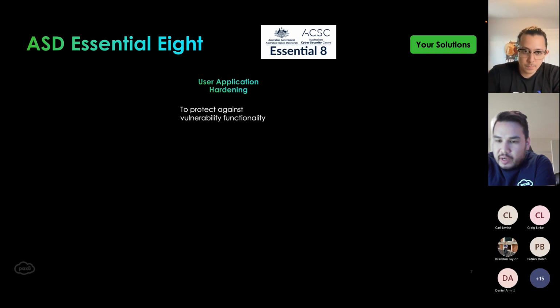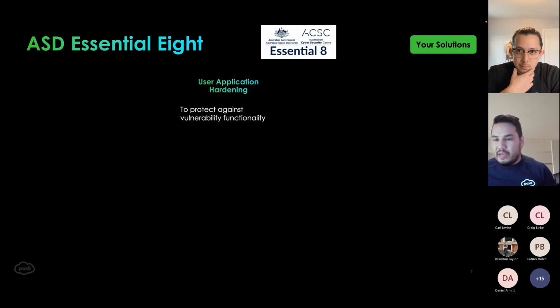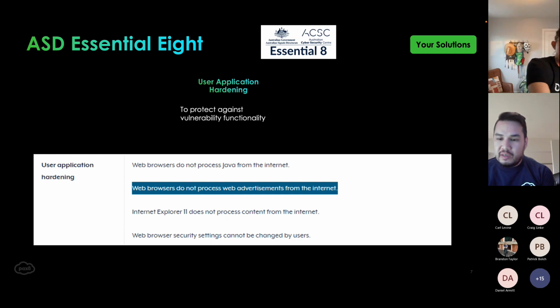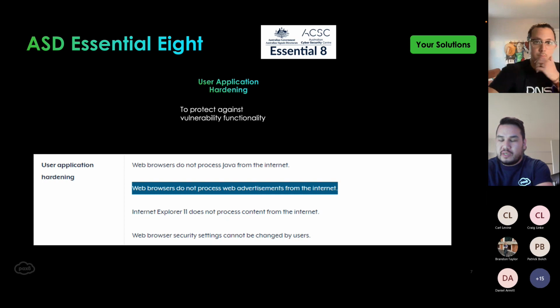User application hardening. There are some components in there when you look at the maturity levels. If you want to click next, that sort of focus in on web browser type activity. A few of the things is like processing Java information from the internet, making sure Explorer 11 doesn't process content from the internet. And one I've highlighted there is specifically web advertisements on the internet.